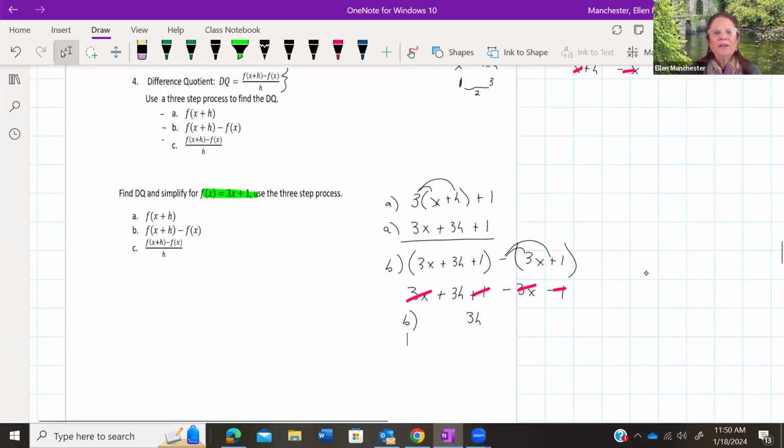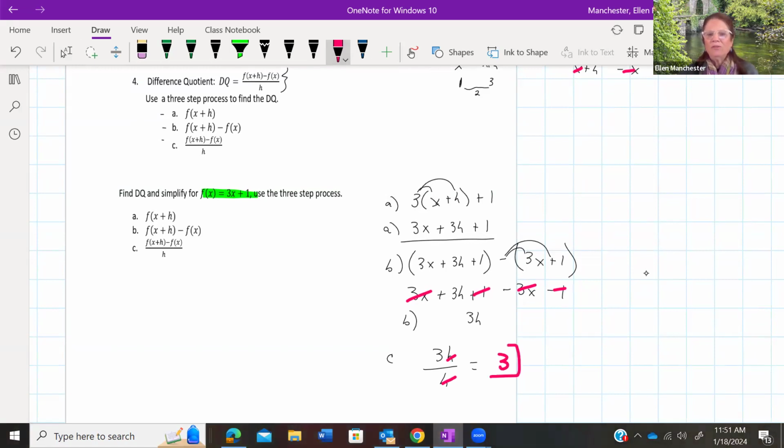Okay, and then the last step says now just factor off an h. So I take my answer from B, I divide off h. In this case, because it's all multiplying and dividing, I can just cancel. So my slope is 3. So if I were to graph this, my line crosses at 1. I go up 1, 2, 3 over 1. There's my line. Oops. There's my line.